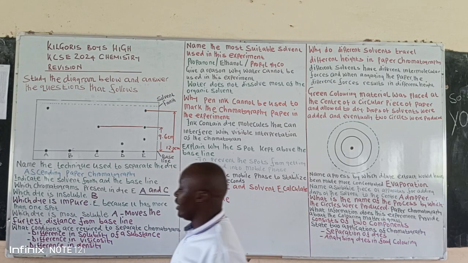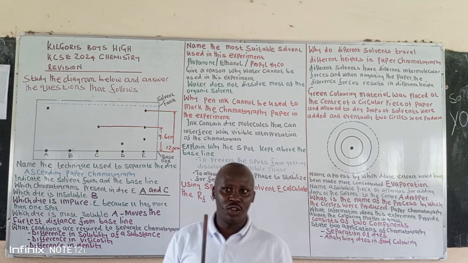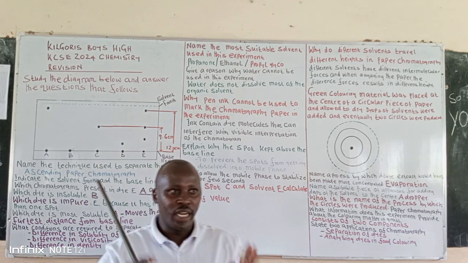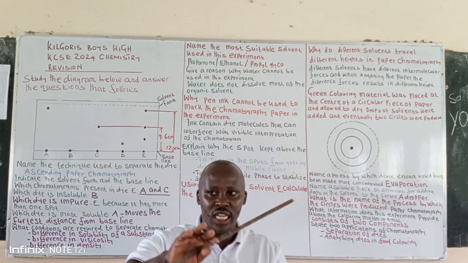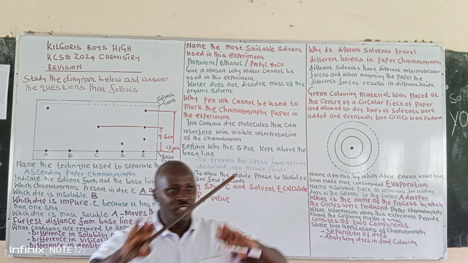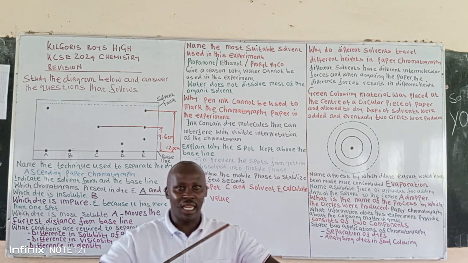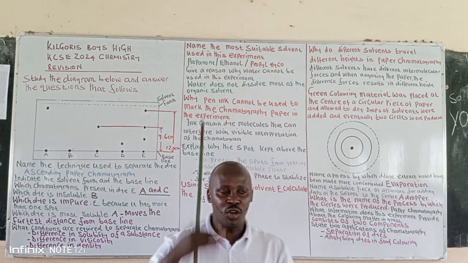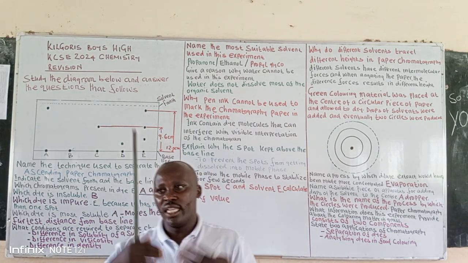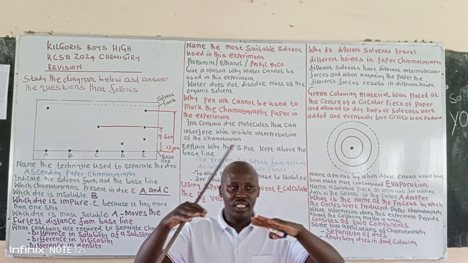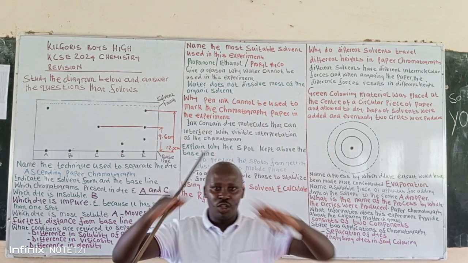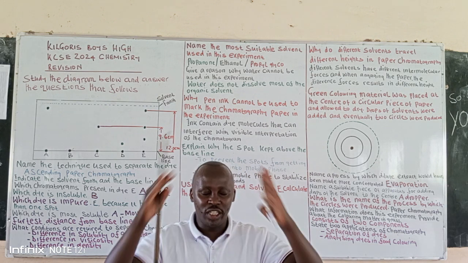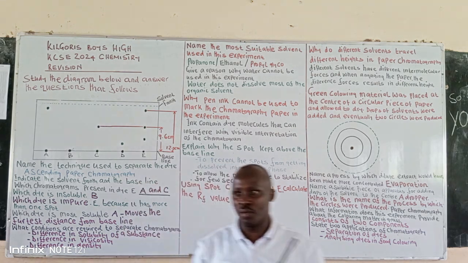Which dye is insoluble? To know the dye which is insoluble, the insoluble dye moves zero distance from the baseline, or they move the least distance from the baseline. And remember, the insoluble dye, sometimes we call it the most sticky dye. In that case, the most sticky dye or the insoluble dye moves the least distance from the baseline, or just moves zero distance from the baseline.